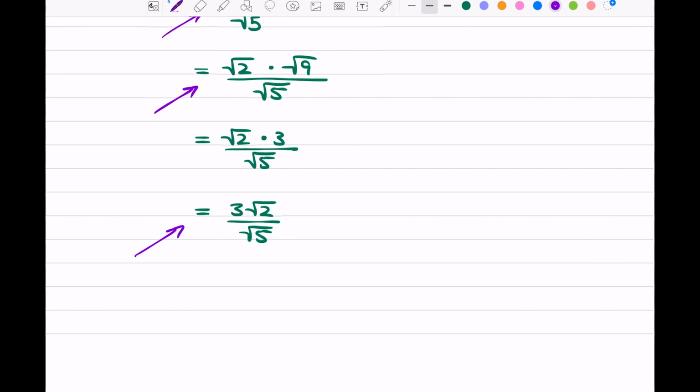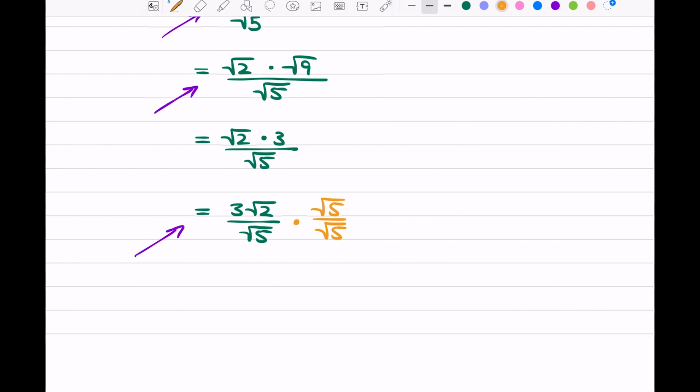And there's nothing wrong with how it looks right now. However, for some reason, the fancy math folks, they don't like having square roots on the bottom. And we have a square root of 5 down there. So we're going to use a little technique to rewrite this so there are no square roots on the bottom. So since we have square root of 5, we'll multiply the top and bottom by the square root of 5.